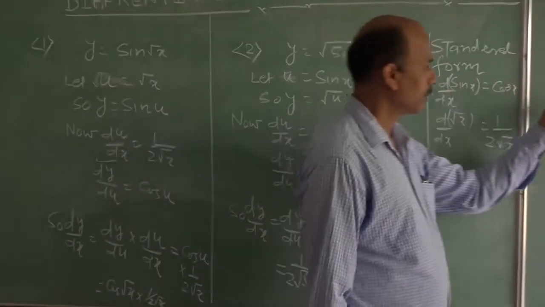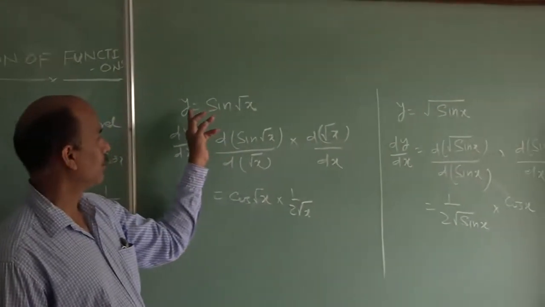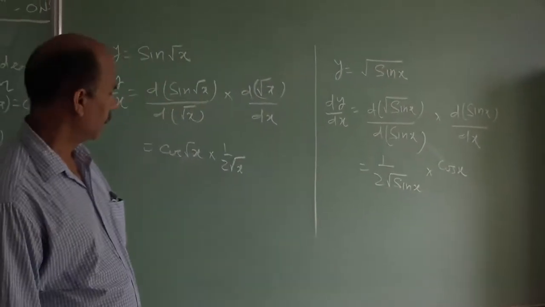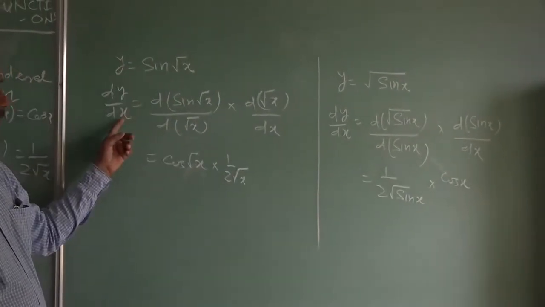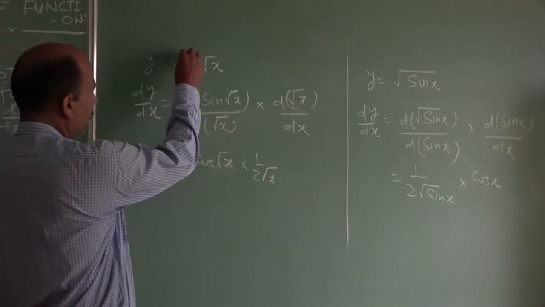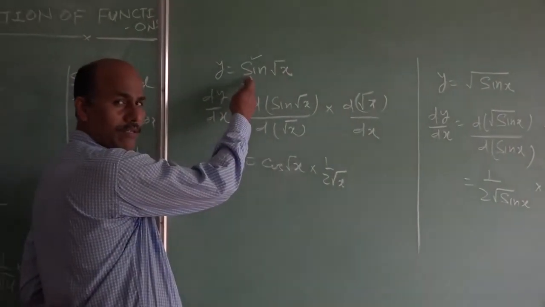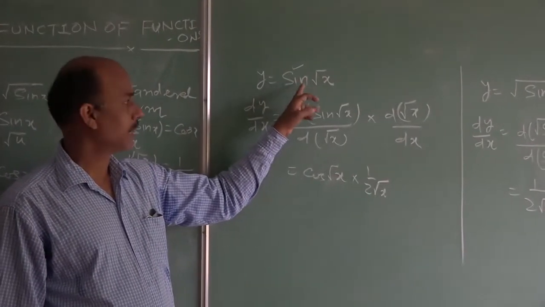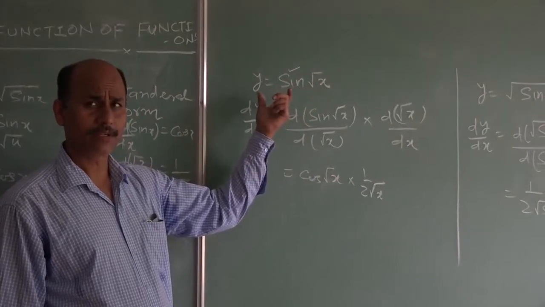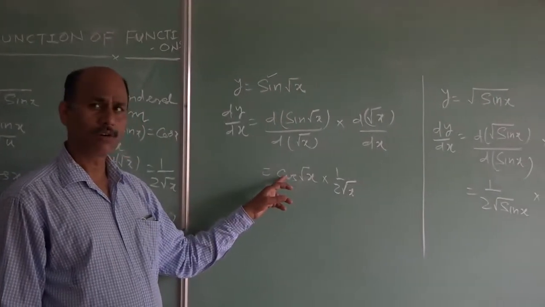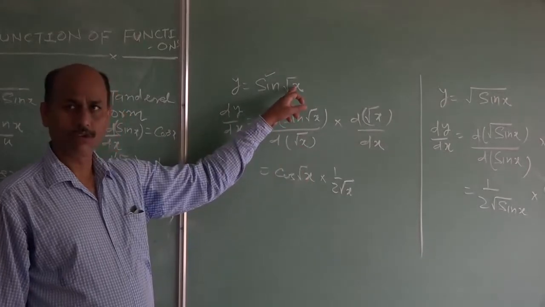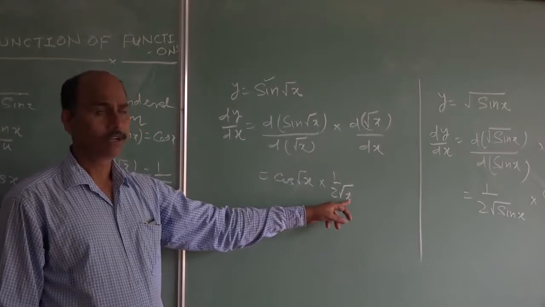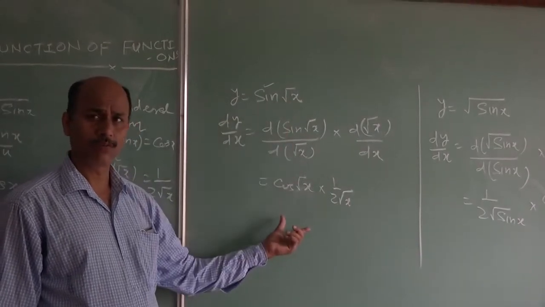Like I come to this part. The same question I took: y is equal to sine root x, and the second one is y is equal to root under sine x. If you want to write dy by dx directly, first you differentiate the sine part, the trigonometrical one, which is the first function given to you. So sine root x, just like the sine x differentiation, write cos root x into, then do the work of this one: root x differentiation will be 1 by twice root x. So directly also, if you want, you can go for that.